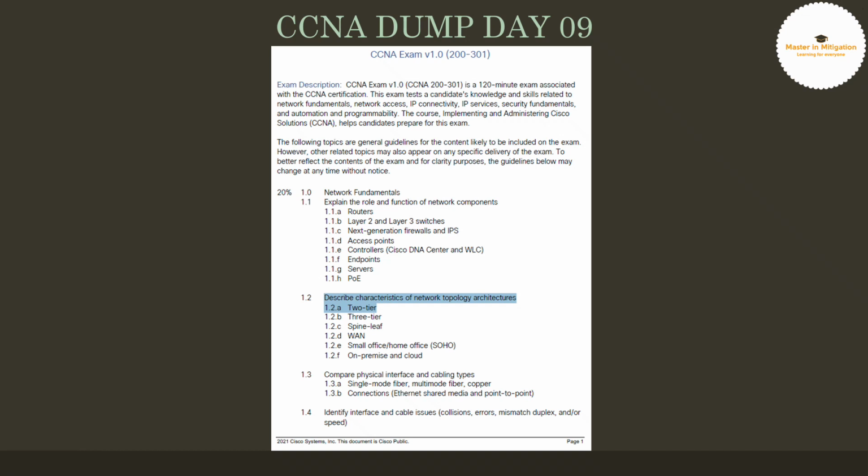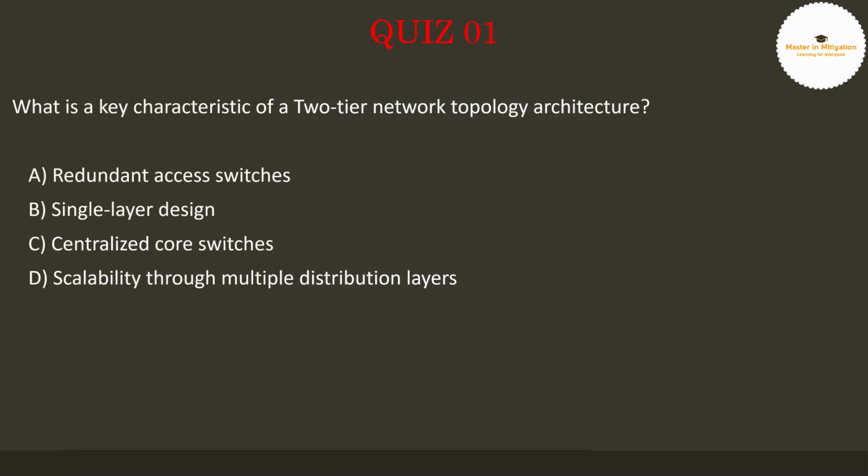So, today's topic is 1.2a Characteristics of two-tier network topology architecture. These questions have been immensely helpful in my successful CCNA attempt, so stay till the end. We will discuss each answer with great explanation. Let's go to question 1. What is a key characteristic of a two-tier network topology architecture? Pause the video now to select the best answer.